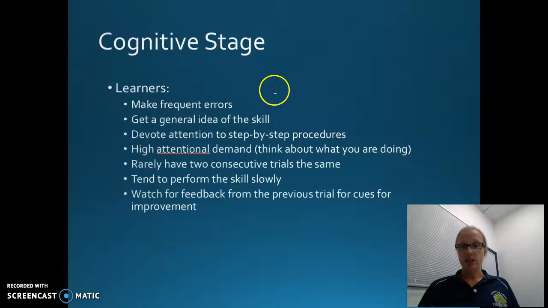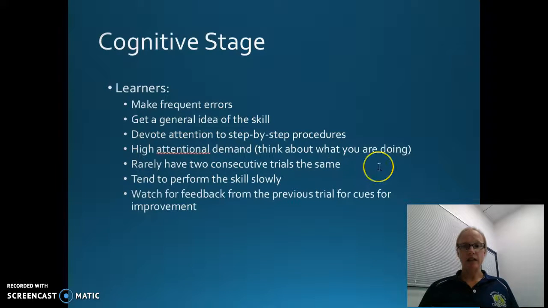In the cognitive stage, learners will look like they make frequent errors. They will get a general idea of the skill, but it won't be perfect, but they will understand certain cues. They'll devote attention to step-by-step procedures. Okay, so if we've given you technique cues, you'll devote attention to each one of those cues, but you might not perform them fluently or accurately. It takes up a lot of your attention. Okay, you need to concentrate hard and think about each individual step.